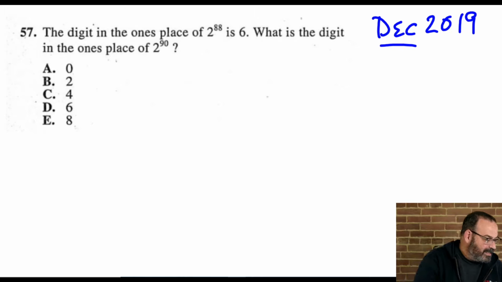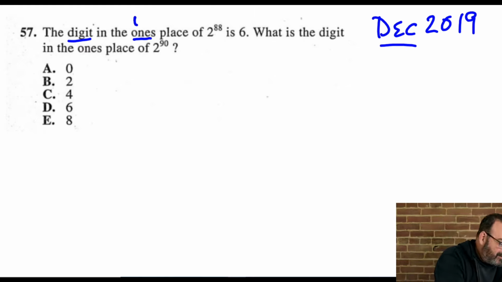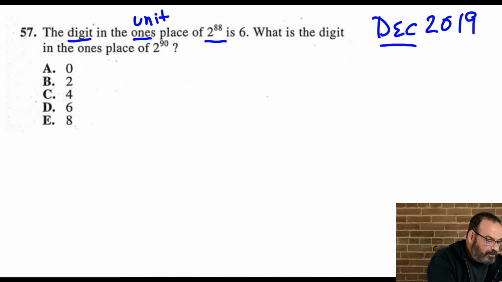The question reads, the digit, you have to know what a digit is, in the ones place, which is really weird they said the ones place. That's the first use of it I've seen. They used to say unit. The SAT used to love the word units place. Of 2 raised to the 88th power is 6. What digit is in the ones place of 2 to the 90th? Well, this is one you can't use your calculator because your calculator doesn't go up to 2 to the 90th. The numbers are too high.